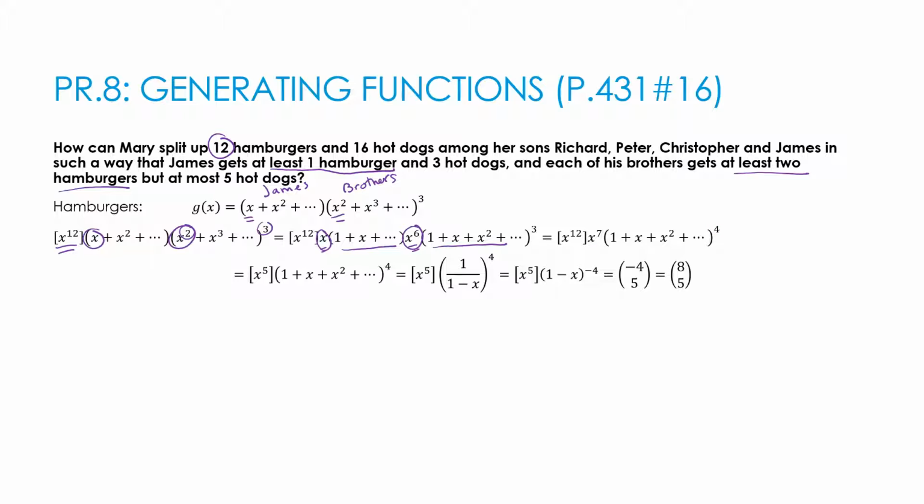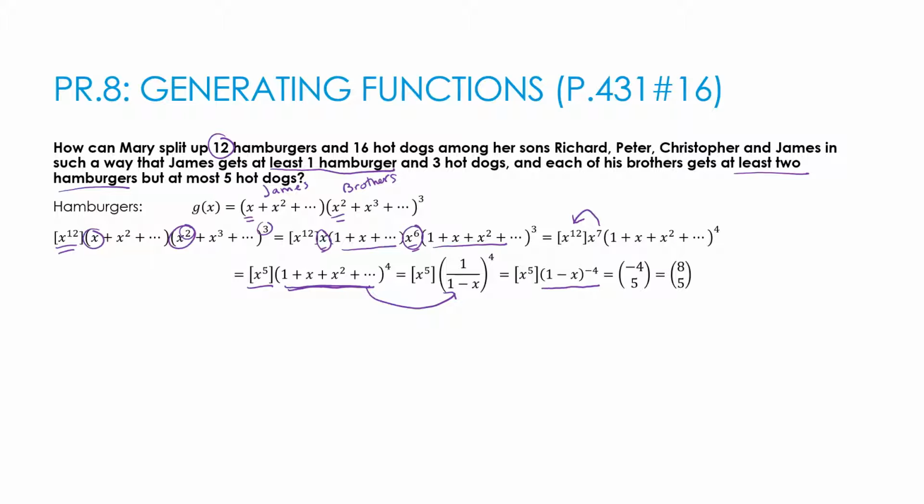I'm going to continue to simplify by shifting 7 spaces, so now I'm looking for the coefficient of x to the 5th of that expression to the 4th power. Remember, this is just that fundamental identity which turns into 1 over 1 minus x to the 4th, or even better, 1 minus x to the negative 4th.